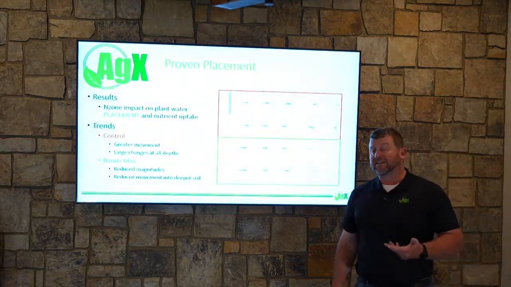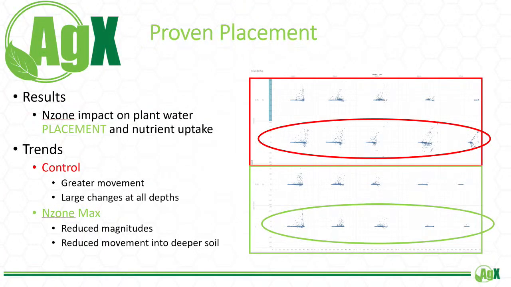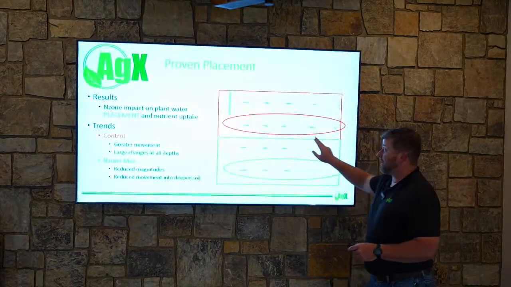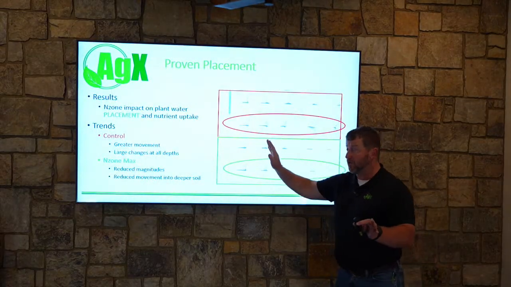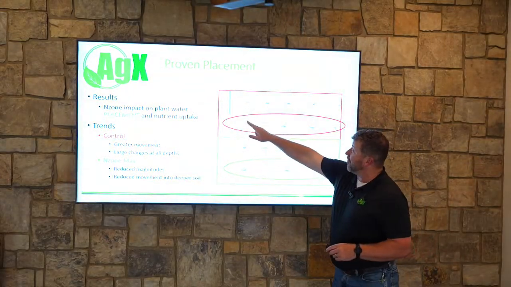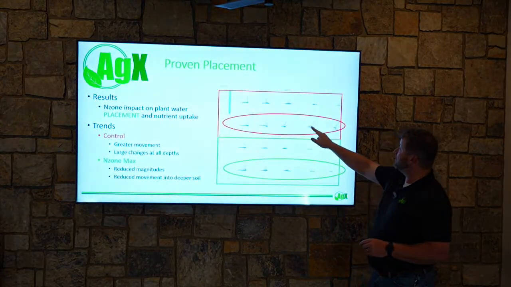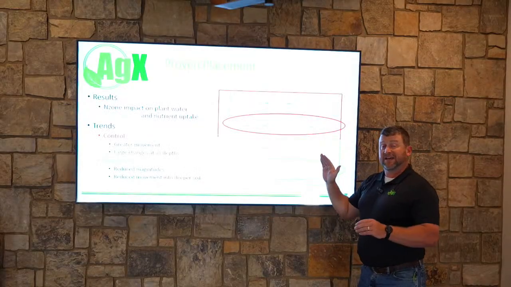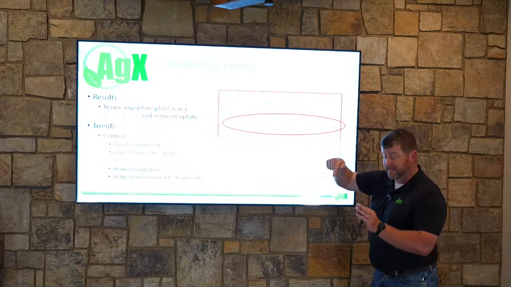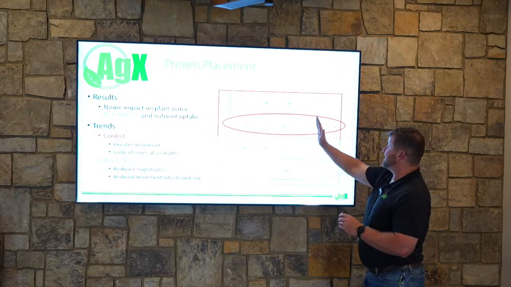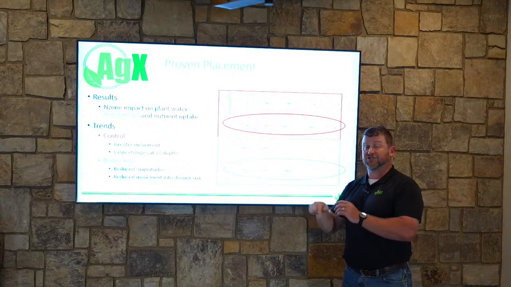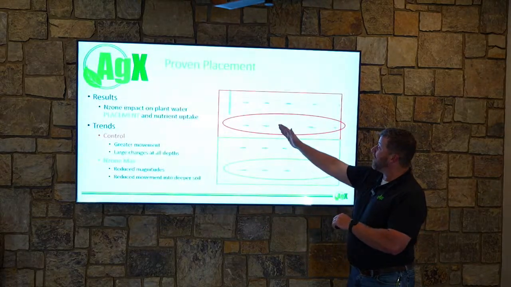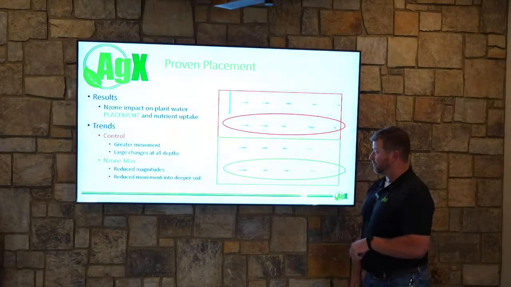So let's take a look at the trends, right? Because it's really the trends that are going to tell us the story. So as we look at the 100% application rate and the untreated side, so no end-zone max, what we notice at all levels, 10, 20, 30, 40, and 50 centimeters, are dots way up toward the top and dots that are found way over to the right. So again, what does that tell us? As the dots move up, it tells me my water is moving down. As my dots move to the right, it says over time my concentration is increasing. So again, we're watching water move very quickly through that soil profile.